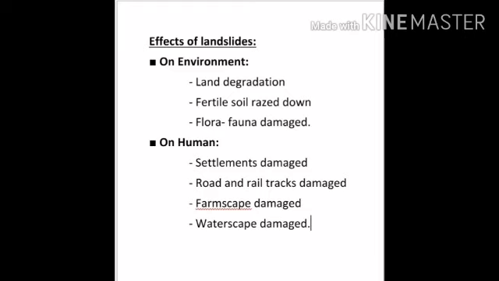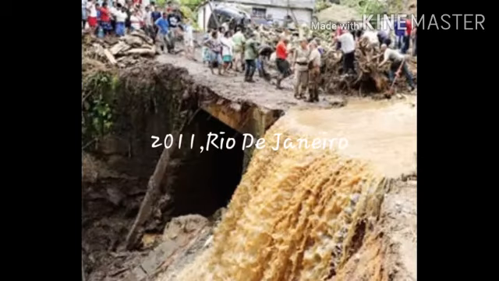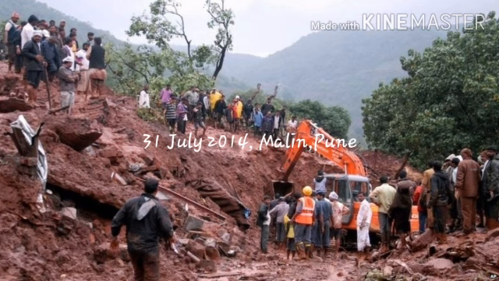Now let's come to some recent examples of landslide. See, in 2011 in Rio de Janeiro there was a landslide. Likewise, on 31st July 2014 in Malin village near Pune, a landslide was recorded. This was the month of July, as we have discussed that during the rainy season in India, landslides take place. This Malin village near Pune is located along the Western Ghat mountains.